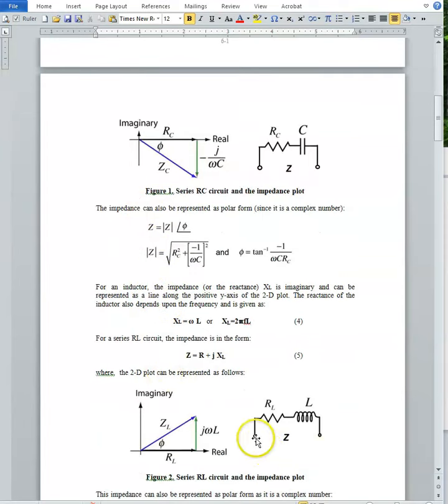As far as the RL circuit, we know that the inductor has a positive complex impedance. So together with the resistance, it gives something like this with a positive angle. In the RC case, the impedance has a negative angle. So this also shows the phase difference between voltage and current.